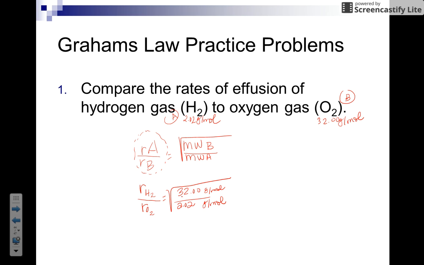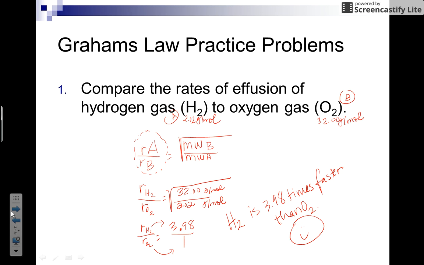So all you have to do here is say 32 divided by 2.02 and then take the square root of that. And that's going to give us the rate of hydrogen compared to the rate of oxygen is equal to 3.98. Now keep in mind this is a ratio, so the understood denominator is 1. The way you interpret this is hydrogen's rate is 3.98 times faster than oxygen's rate. So what you would write is H2 is 3.98 times faster than O2.